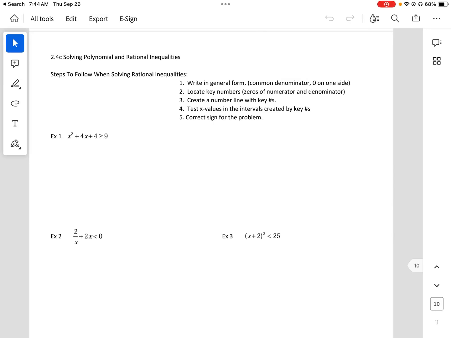Let's look at how to solve polynomial and rational inequalities. So we have some steps here. First, put it in general form. That means you have a common denominator and 0 on one side. Then locate key numbers, the zeros of the numerator and denominator. Those would be like your domain restrictions.